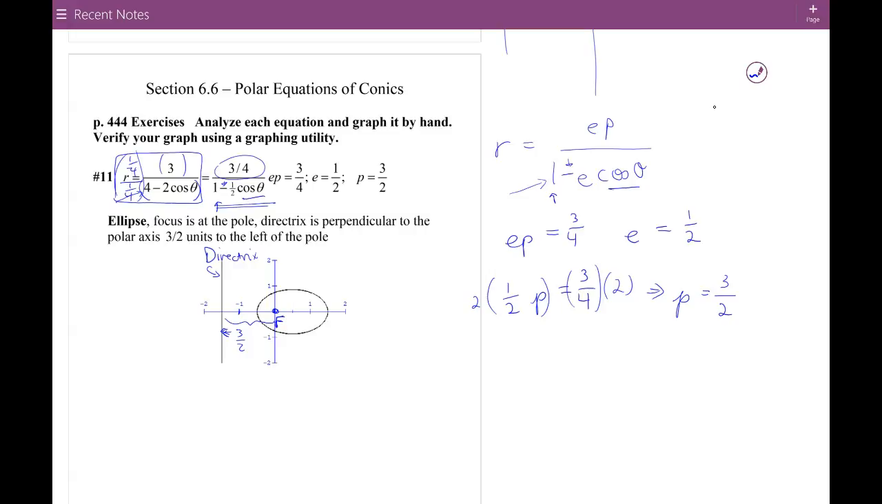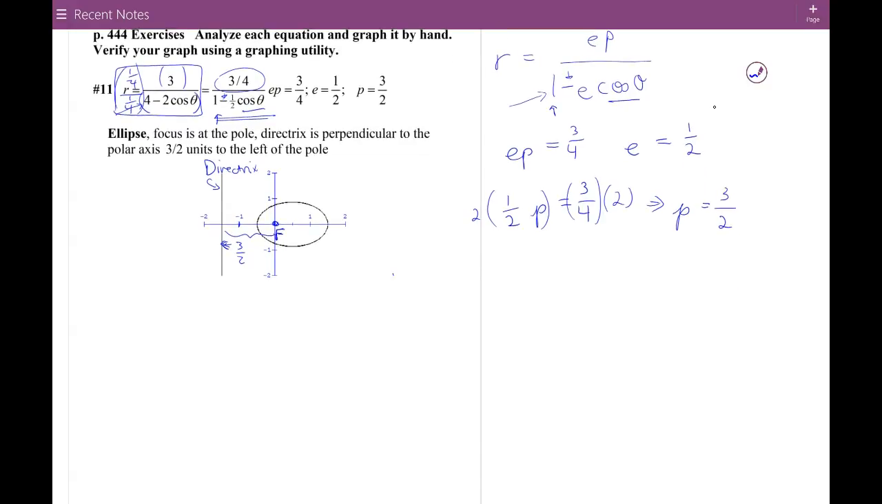So the focus is at the pole, the directrix is perpendicular to the polar axis, 3/2 units to the left of the pole. And then we can put a few points on here by doing an r theta graph. You don't have to do lots, but you should do at least 4.